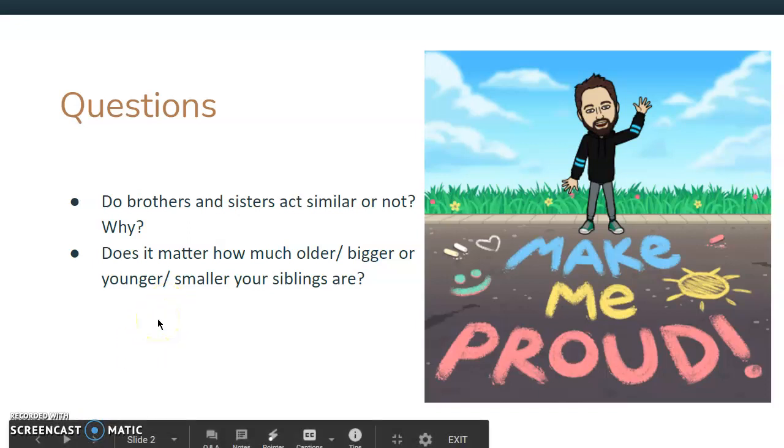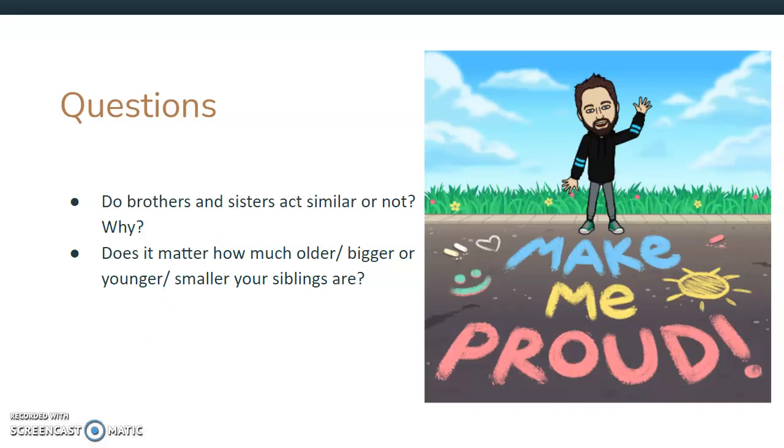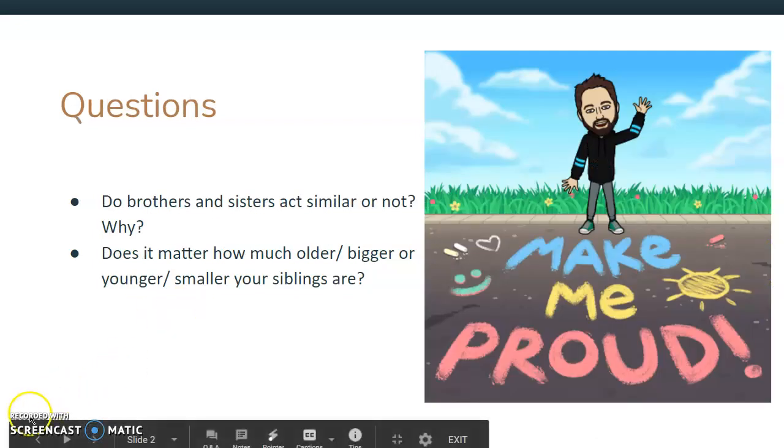Another question I had is, does it matter how much older or younger your sibling is? My brother's only a year older than me, so we grew up very close together. But even in families I've seen that have bigger age differences, siblings still act very similarly. We'll talk about why I'm asking about families in just a little bit.